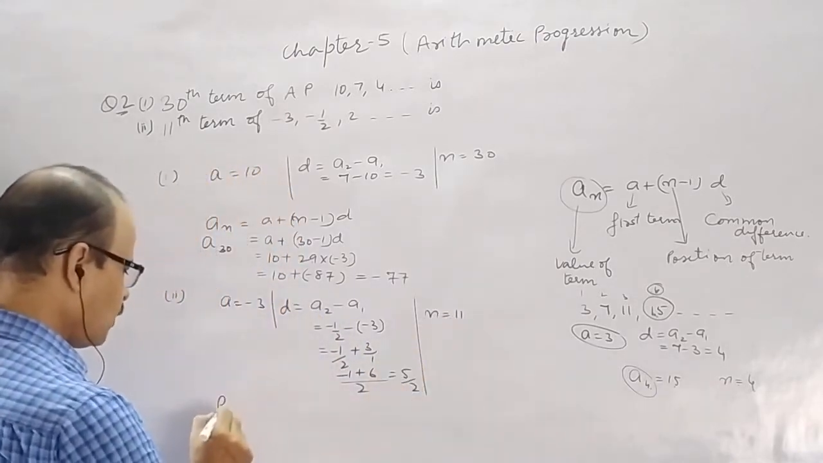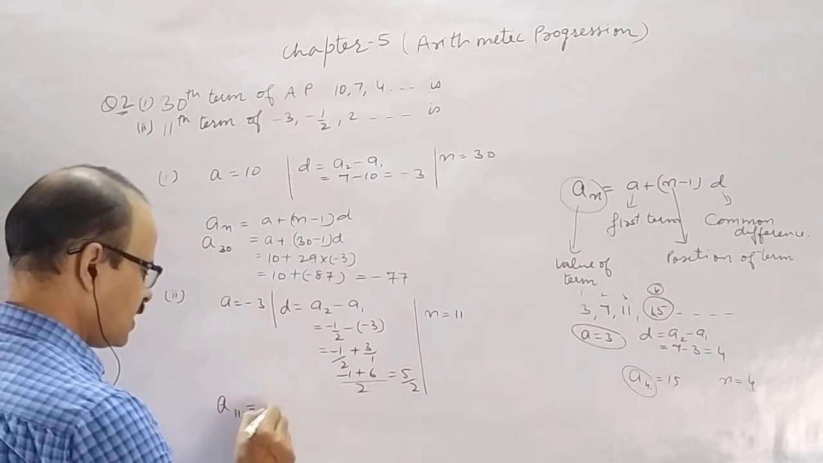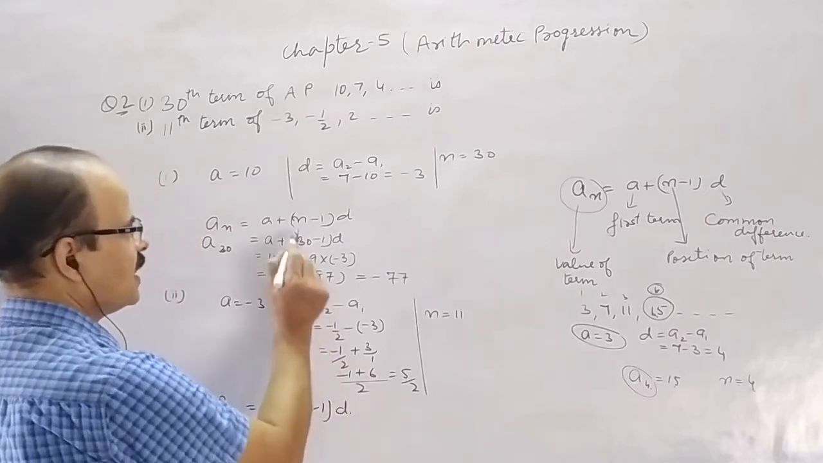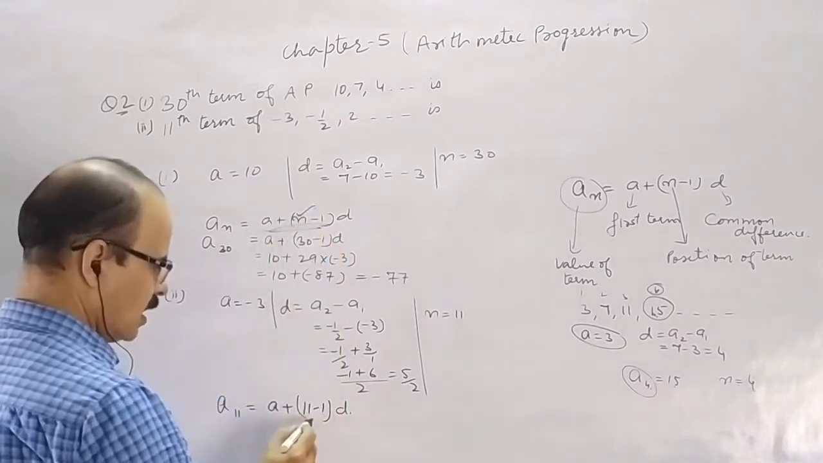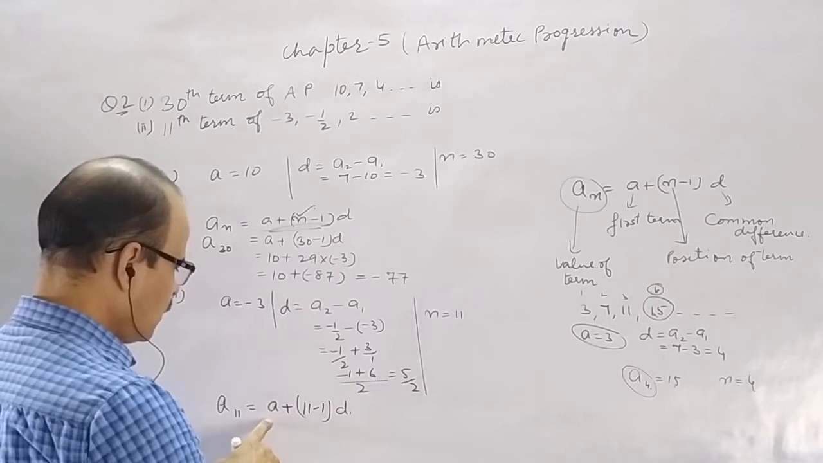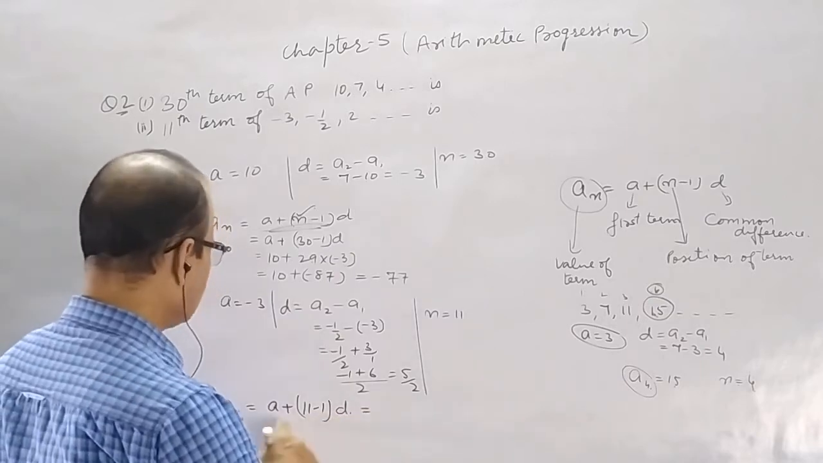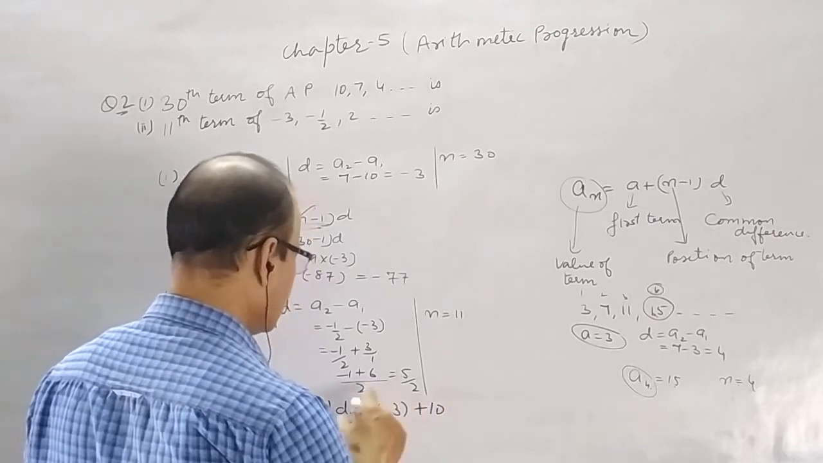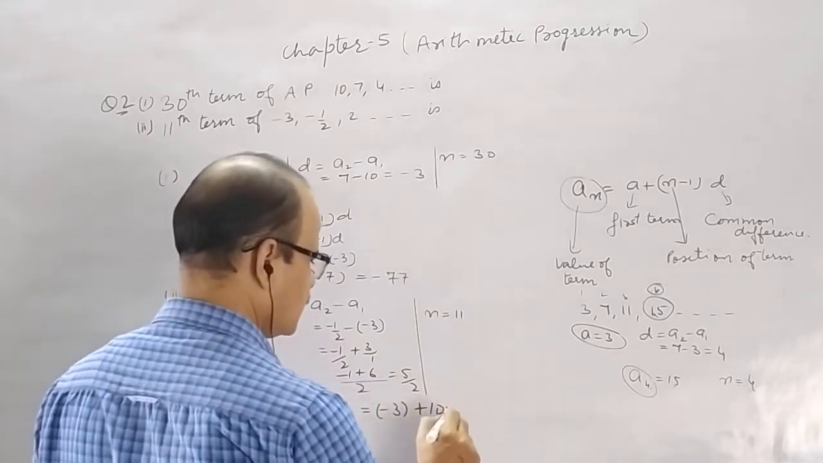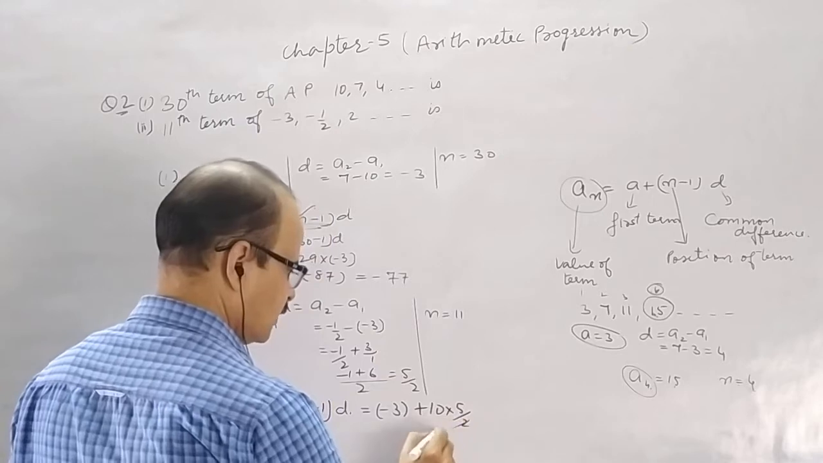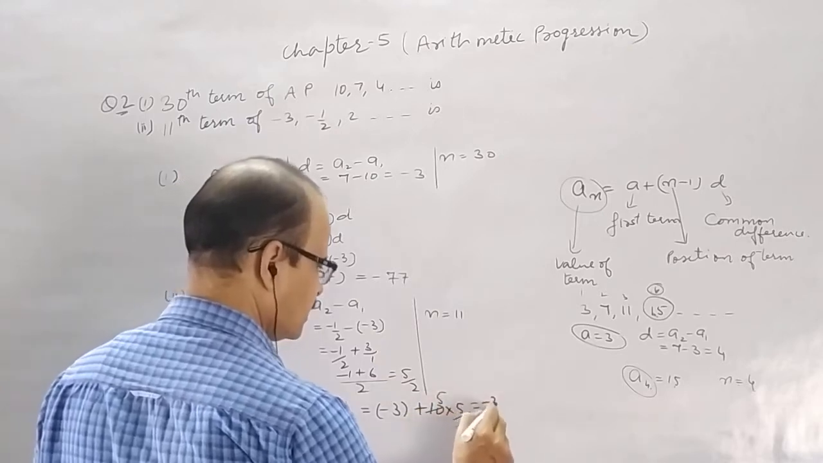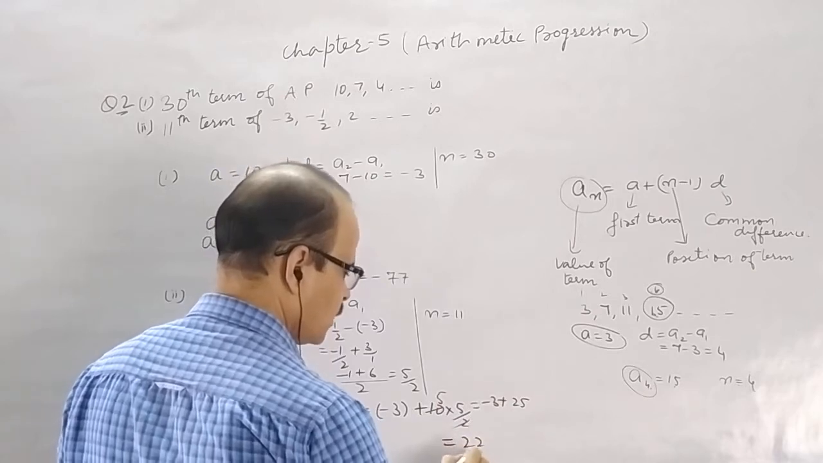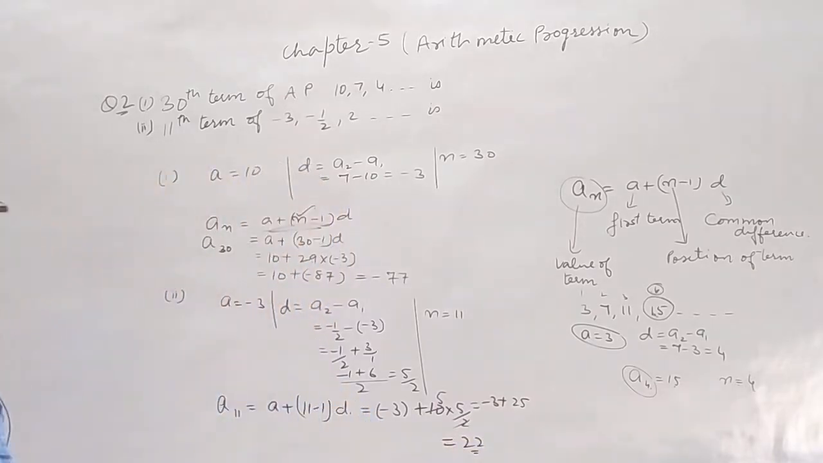So just apply the formula. A11 can be written as A plus 11 minus 1 into D. The same formula, in place of N I have written 11. So just put the values: A is minus 3 plus 10, D is 5 by 2. So this will be cancelled. 5 minus 3 plus 25 will give you 22. 22 is the correct answer.